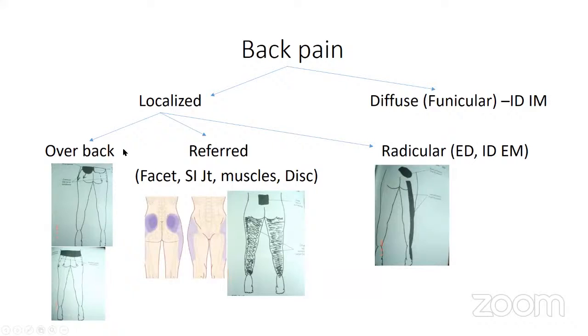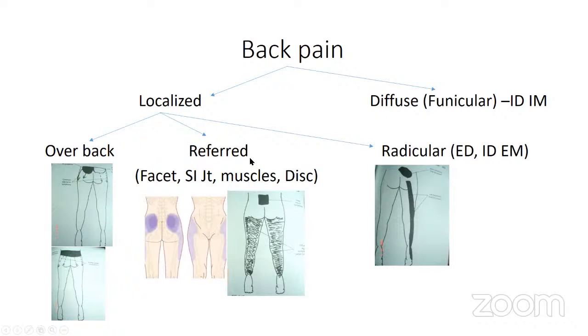Suppose these are the geographical distributions. Any person can try to draw this on paper to identify which type of pain the patient is complaining of. Like the patient may have localized pain, like this, over the back. You can see here, it may be referred pain, like from the facet joints. Referred pain is coming from the facet joint, sacroiliac joint, muscles, and the disc.